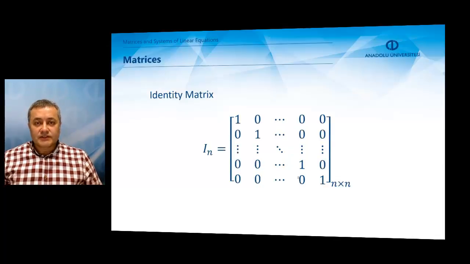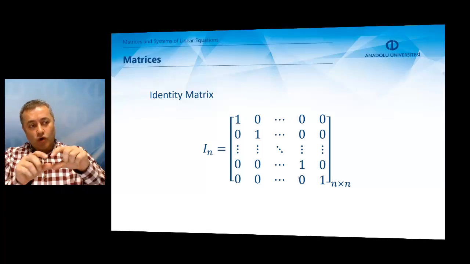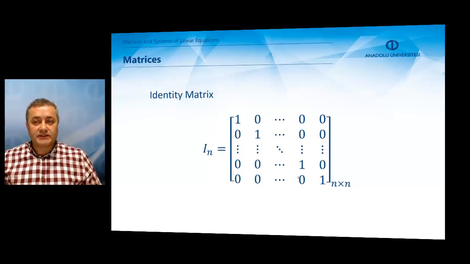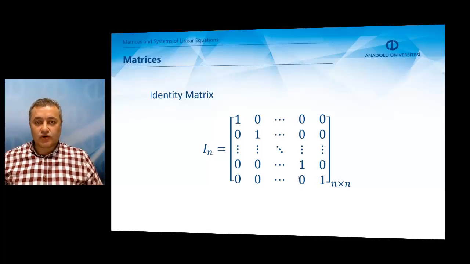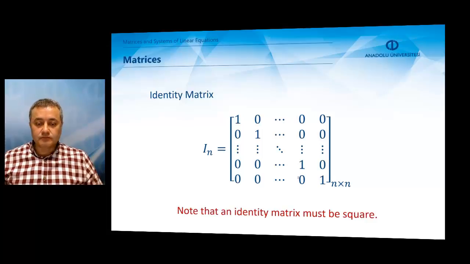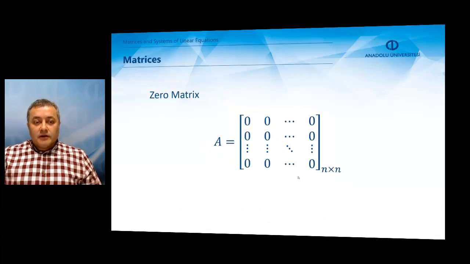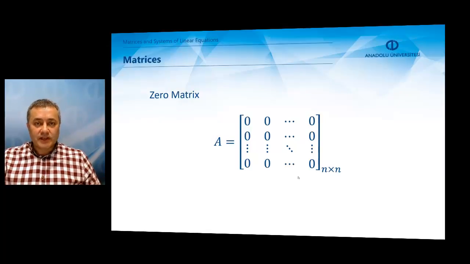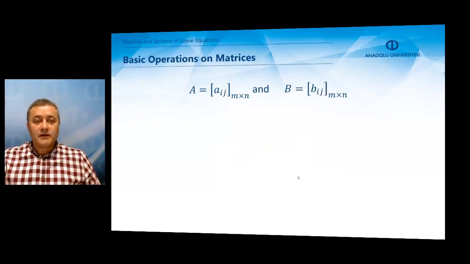The identity matrix. Okay, if the main diagonal of a square matrix A is all ones and all the remaining entries of the matrix are 0, such a matrix will be called an identity matrix. Note that an identity matrix, at least in our course, must be square. How about the 0 matrix? Well, it's quite straightforward. All the entries must be 0. If all the entries of a matrix A are 0, then we call this matrix A the 0 matrix.